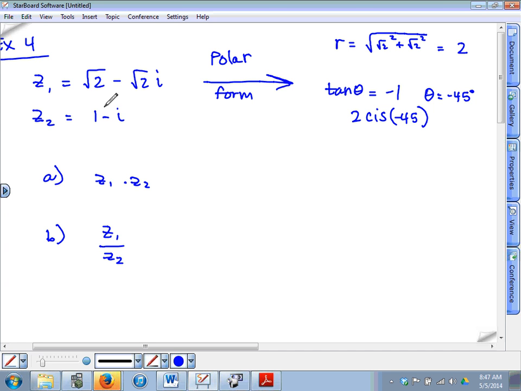This other one's almost in the exact same spot. This one, Z2 in polar form.